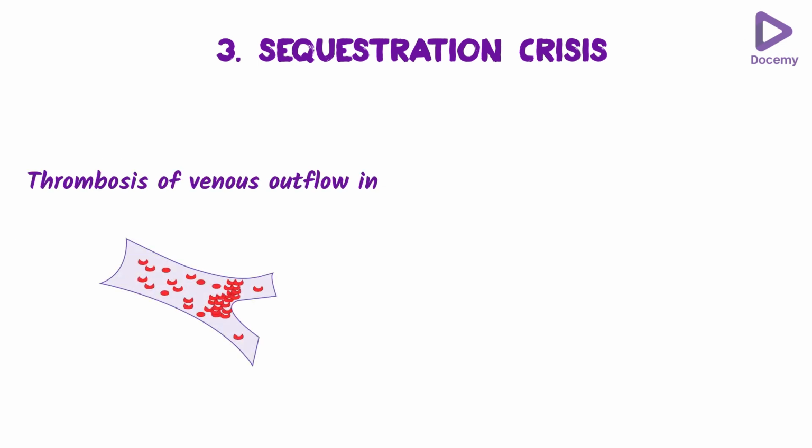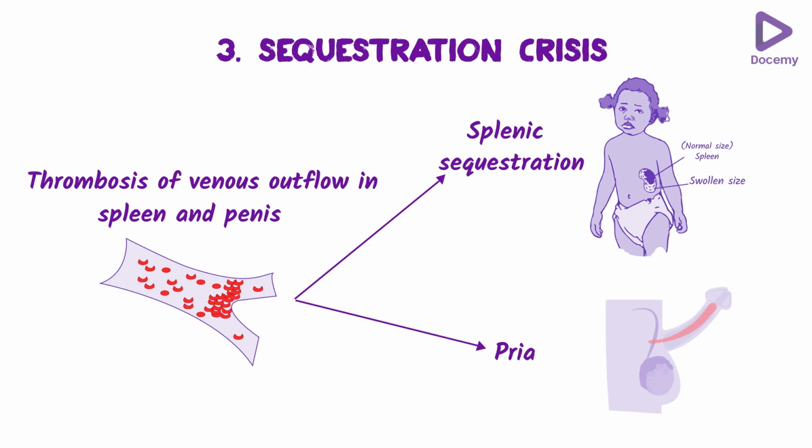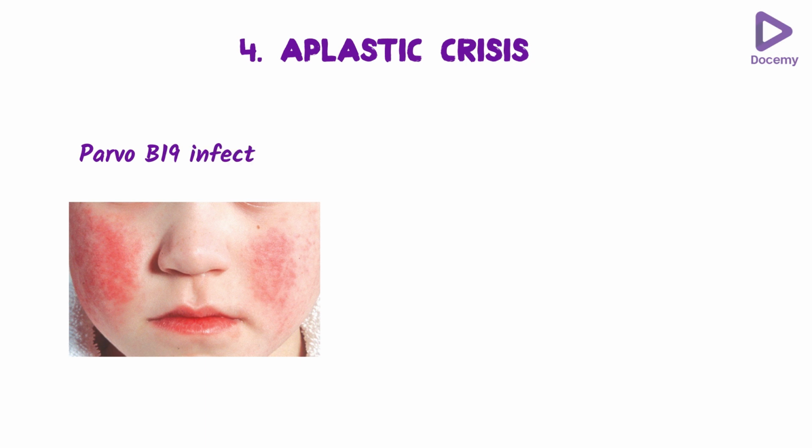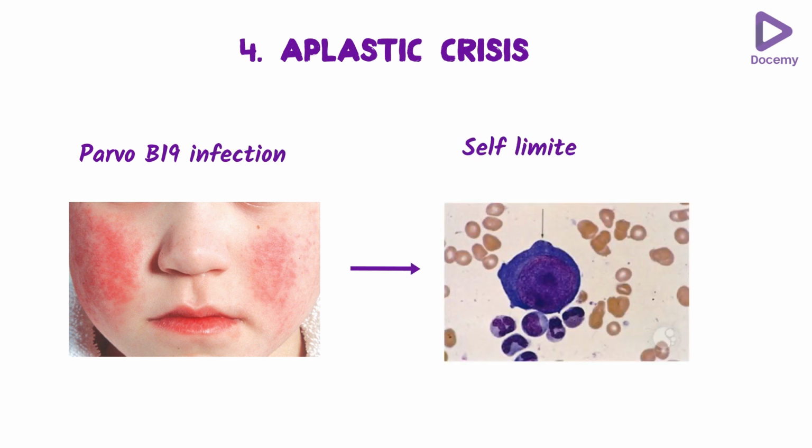And sequestration crisis, where there is thrombosis of the venous outflow, classically happening with the spleen and penis. This can produce splenic sequestration crisis, priapism, etc. And aplastic crisis, when there is a parvovirus infection, it can produce a self-limited red cell aplasia. Okay, so these are the 4 named crises.